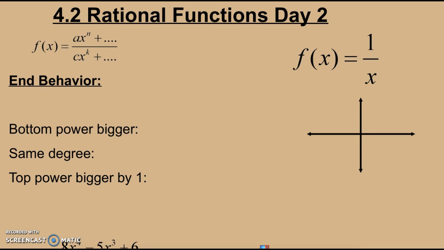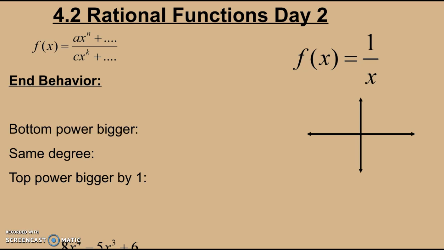So here's some generic rational function right here. And notice these letters: ax to the n over cx to the k. So there's some variables in here for just some generic rational function. What's the degree of the polynomial in the numerator? N. What's the degree of the polynomial in the denominator? K. All right, so we're going to talk about horizontal asymptotes today and end behavior and some other things. And the degree of the numerator and denominator is going to make a difference in what happens. All right? So let's talk about end behavior.